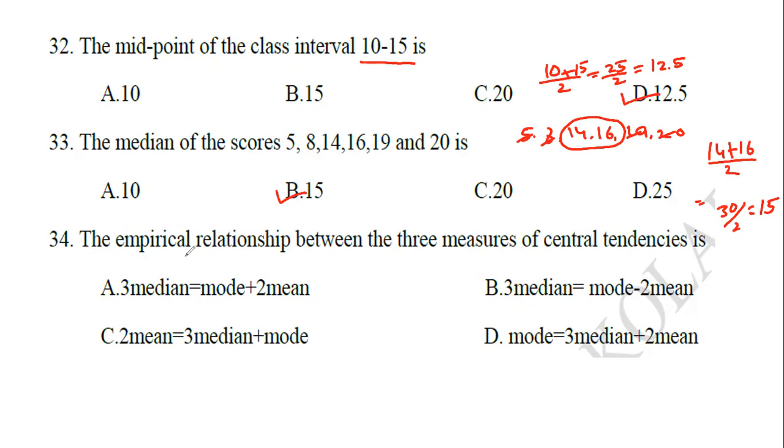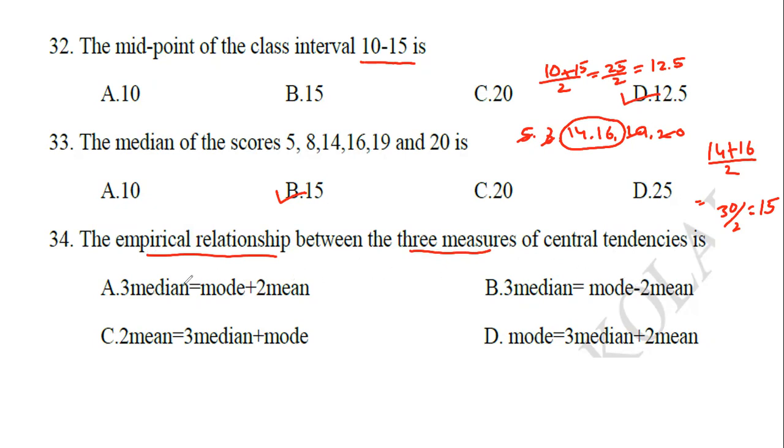Next, the empirical relationship between the three measures of central tendency is dash. So what is the formula? 3 median is equal to mode plus 2 mean. So minus we won't get, okay?